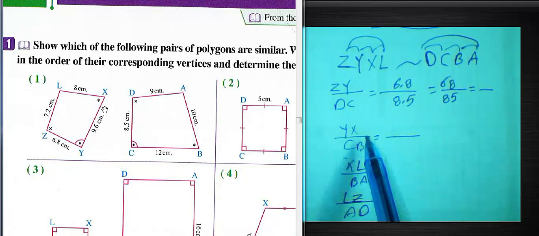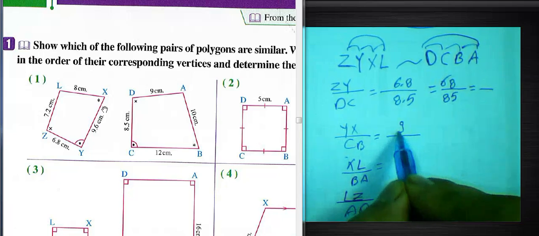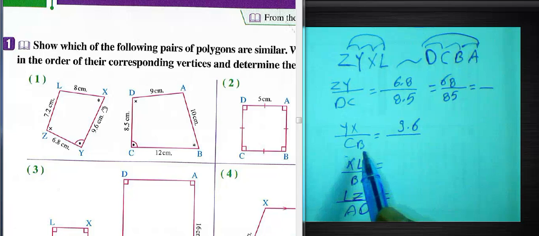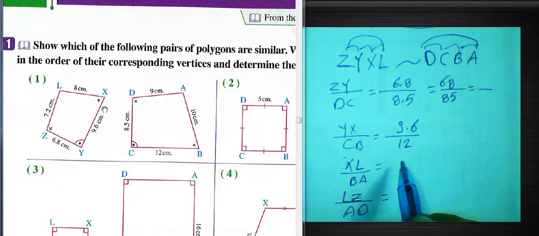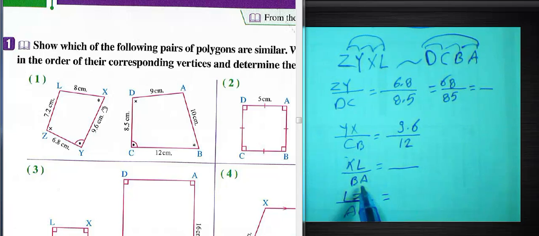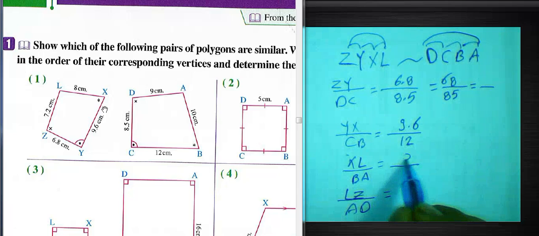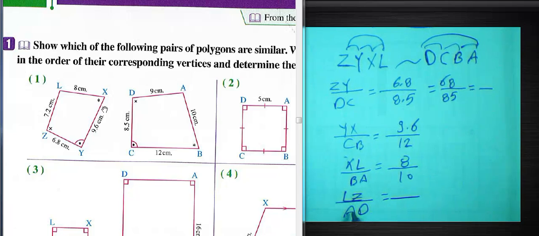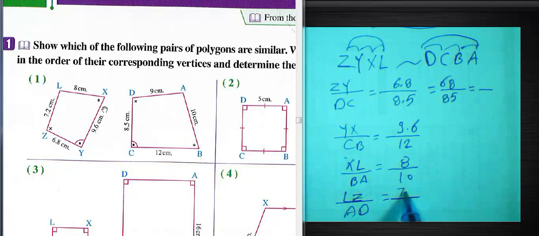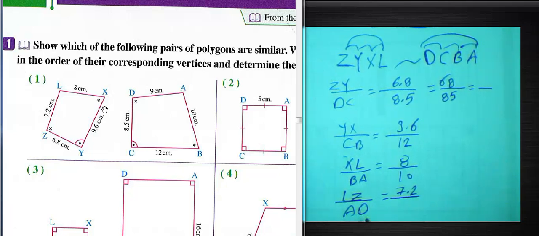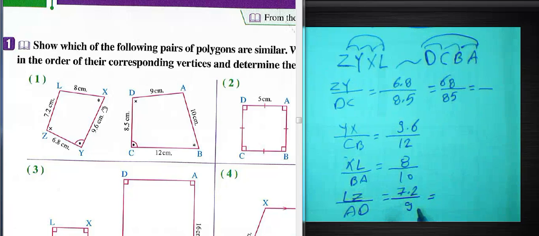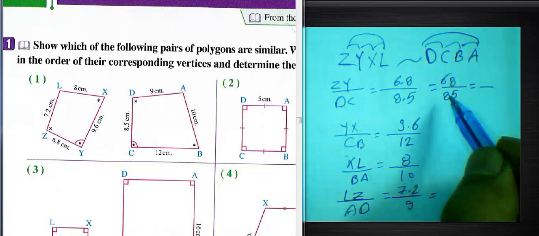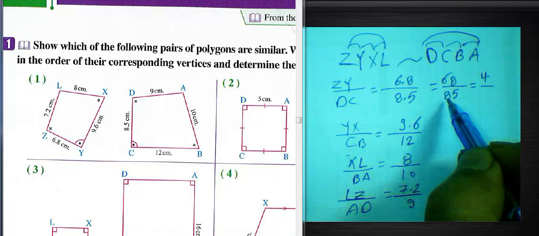YX equals 9.6 and CB equals 12 centimeters. XL equals 8 centimeters over BA equals 10, and LZ equals 7.2 over AD equals 9 centimeters. We can divide 68 over 85 by 17: 68 divided by 17 equals 4, 85 divided by 17 equals 5.